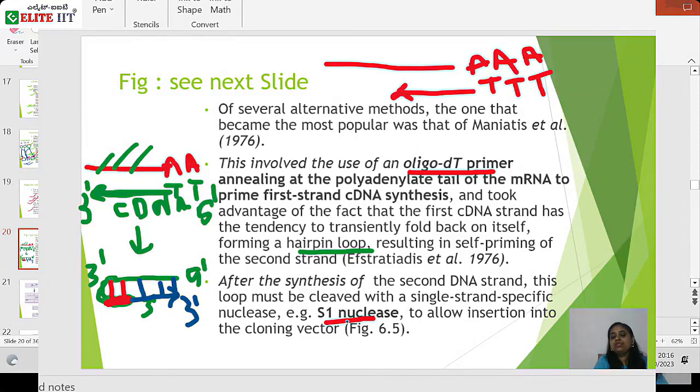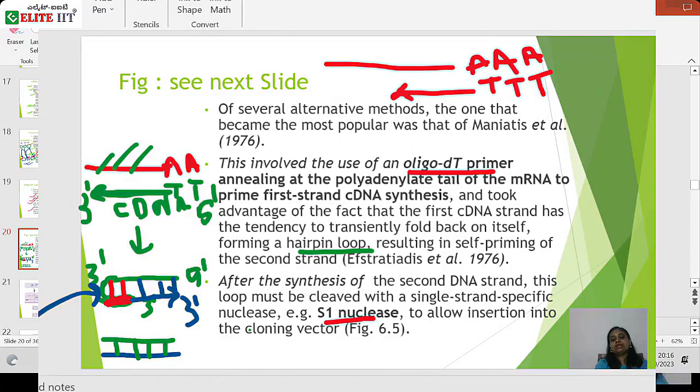Now coming to the S1 nuclease. S1 nuclease will degrade this loop structure. Whenever the loop structure is degraded, now you have this double stranded DNA. The lower part I keep in blue, the upper part in green. So now you have this proper double stranded DNA fragment, without any folding. You can get this type of fragment. Clear? Now is it clear?